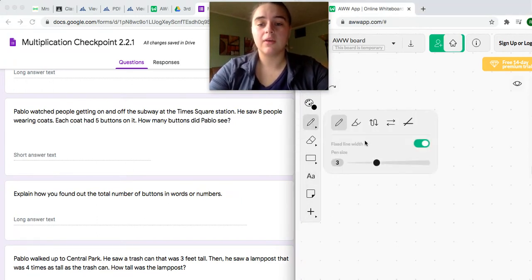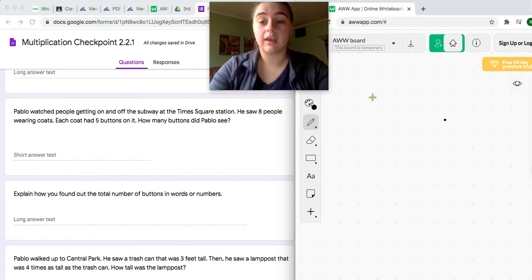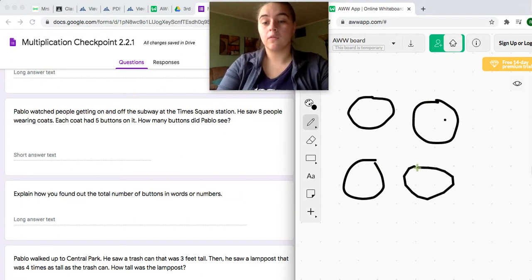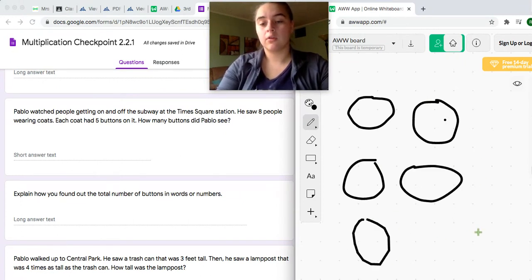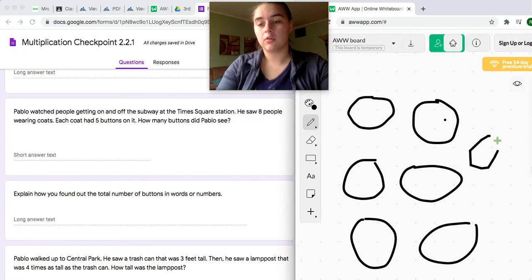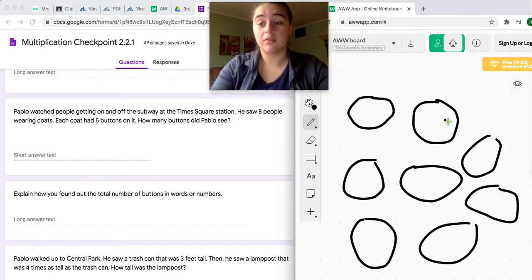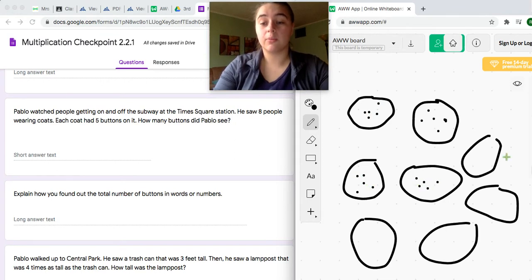So I think I'm just going to draw a picture here to help us visualize it a little bit. So we know there's 8 people wearing coats. 1, 2, 3, 4, 5, 6, 7, 8. And we know each of those coats has 5 buttons. So you just make a little dot to represent each of the buttons. 1, 2, 3, 4, 5. So you know every single person has a coat with 5 buttons on it.